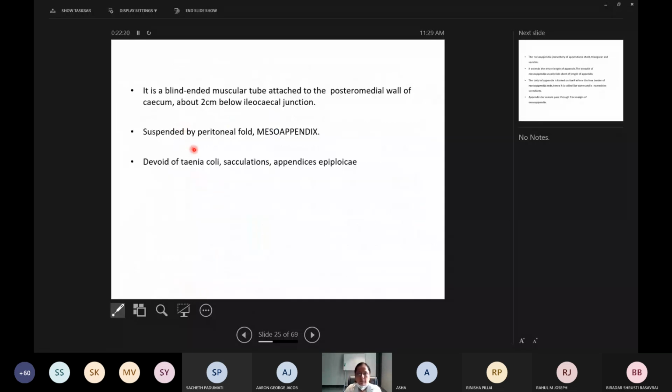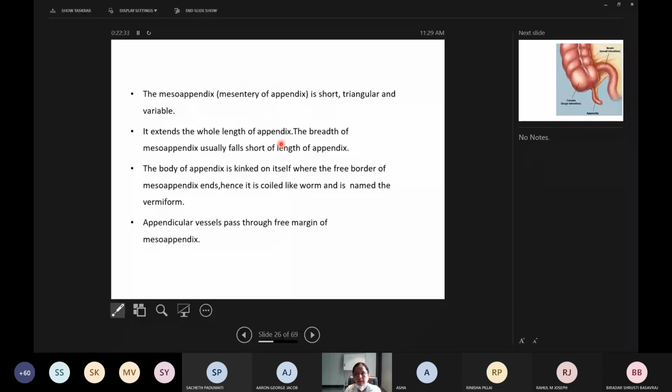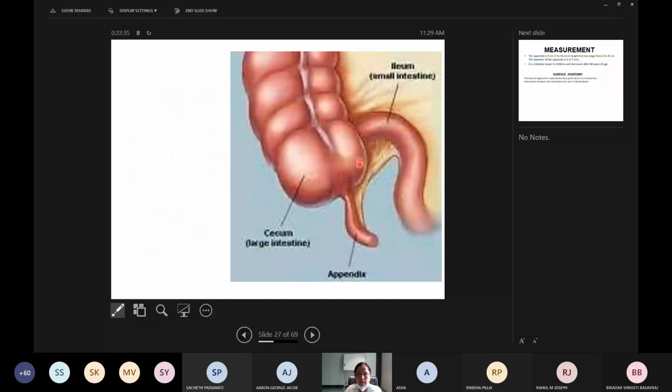So one more thing is that it is devoid of Taenia, though it is a part of the large intestine. It is devoid of Taenia coli, sacculations and the appendices epiploicae. It is suspended by a peritoneal fold which is called the mesoappendix. So this is the peritoneal fold called the mesoappendix. It opens in the posteromedial wall of the cecum.